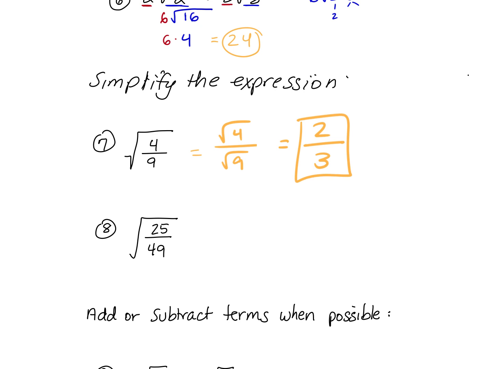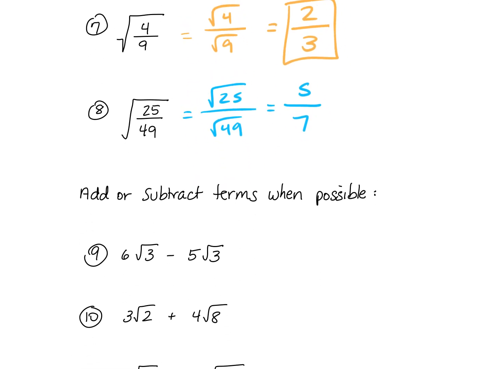Let's look at number 8. So just like number 7, we're going to separate our radicals. So the square root of 25 over the square root of 49. What's the square root of 25? 5. And what's the square root of 49? 7. Awesome. Any questions there?